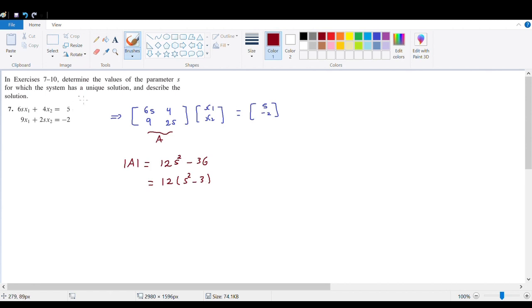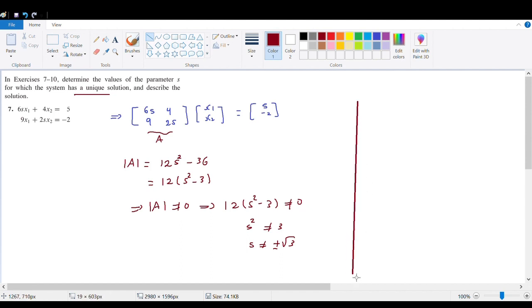So now the system has a unique solution if the determinant is not equal to 0. So if the determinant of A is not equal to 0, that means we need 12 s squared minus 36 not equal to 0. So from here s squared not equal to 3, so s not equal to plus or minus root 3. So the system has a unique solution if s is not equal to plus or minus root 3.